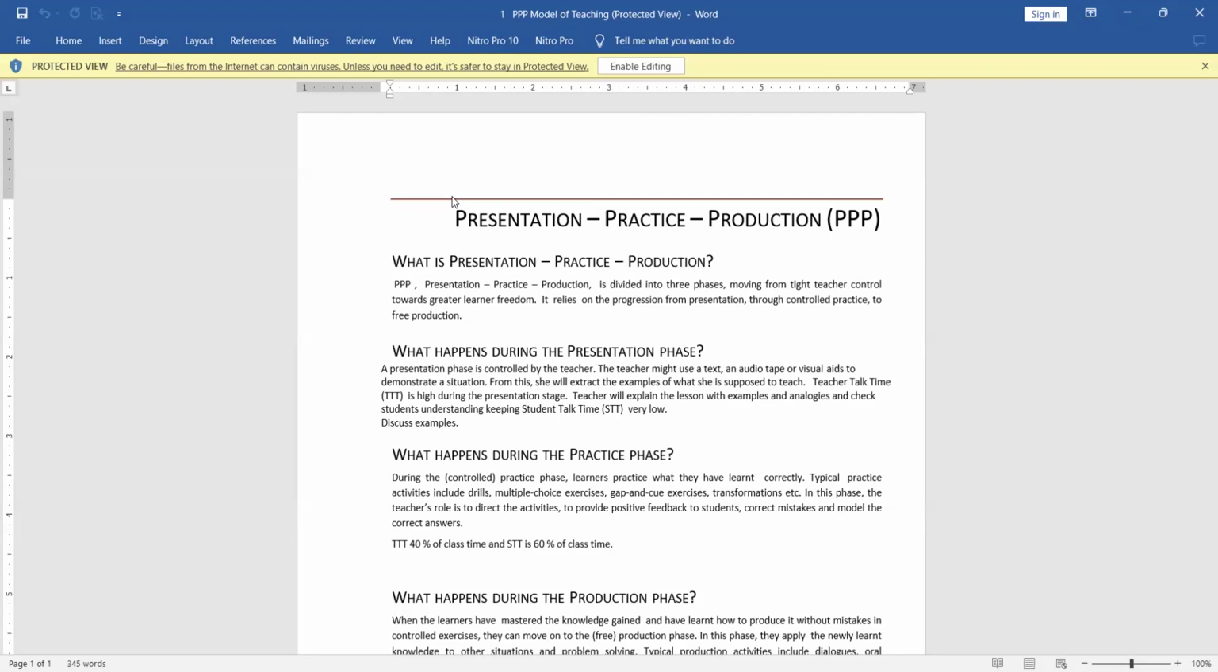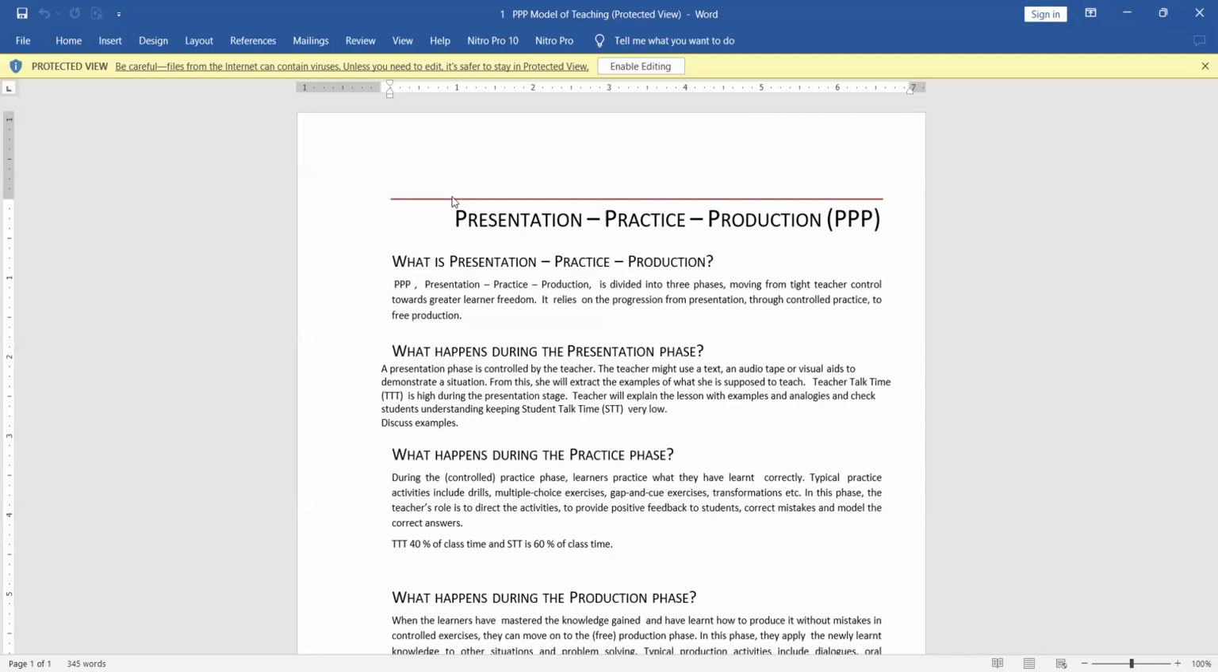The PPP model of teaching has three distinct stages: presentation, practice, and production. The first stage of the lesson is the presentation stage. So while listening, you can make notes. The first P for presentation, second P for practice, and the third P for production. The lesson begins with the presentation stage.